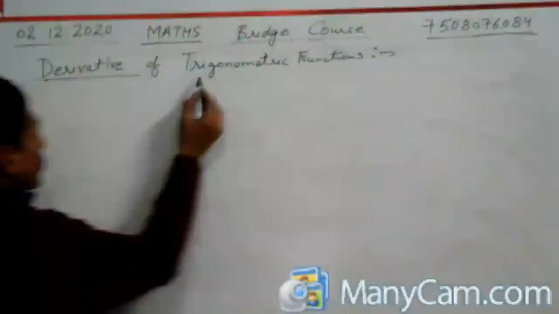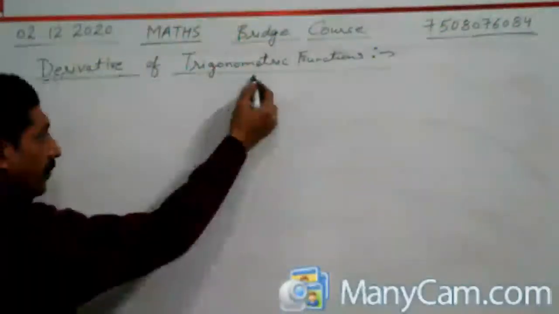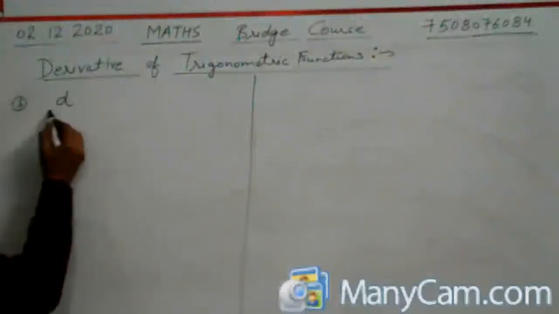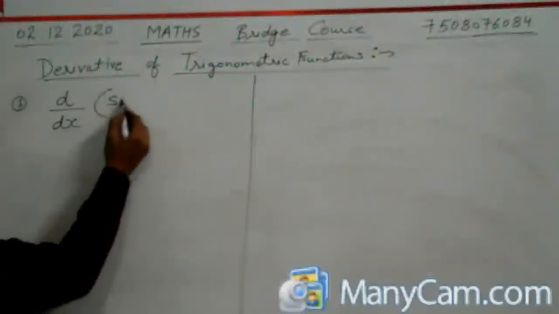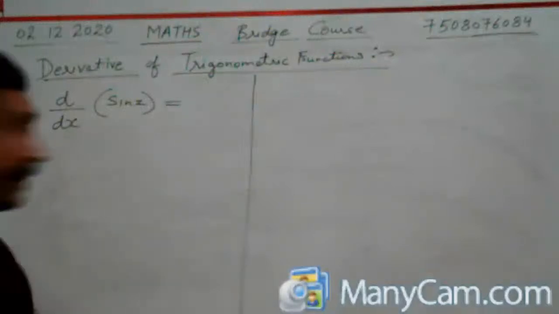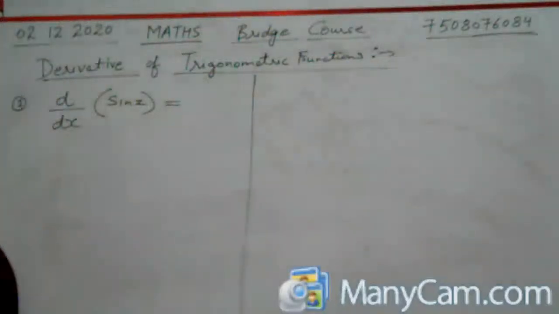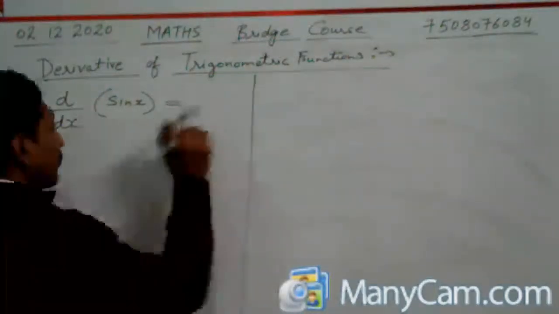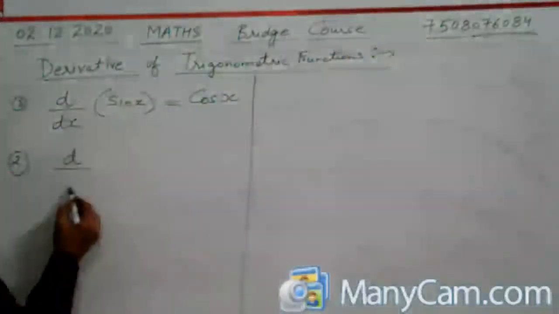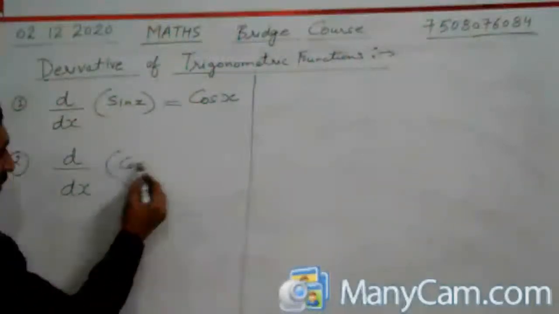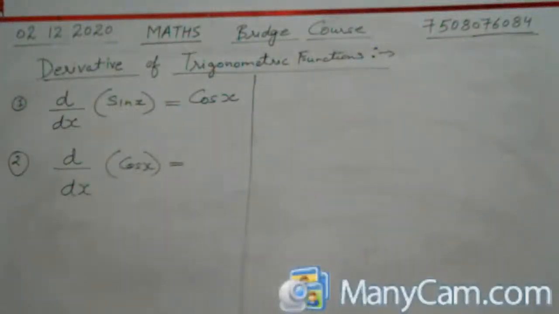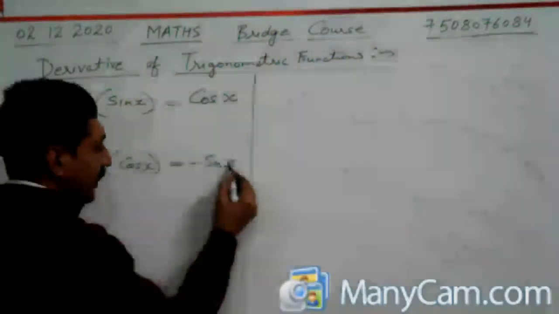Derivative of some trigonometric functions. You have to remember this. The derivative of sin x, dy/dx of sin x, is always equal to cosine of x. And second, d/dx of cosine x is minus sine of x.